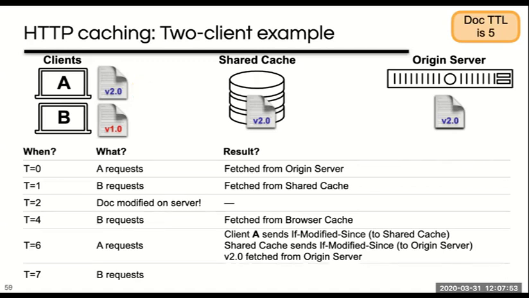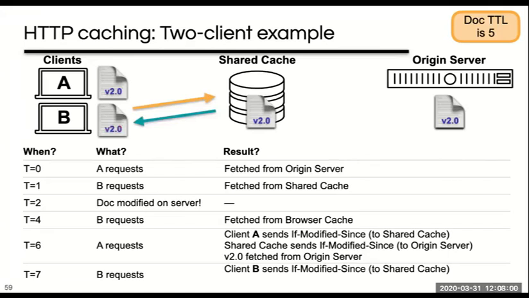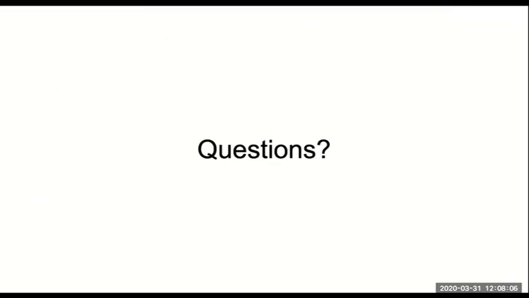At T7, B requests again, goes to the cache with the if modified since. It has indeed been modified, so it gets returned from the cache. Any questions on that?